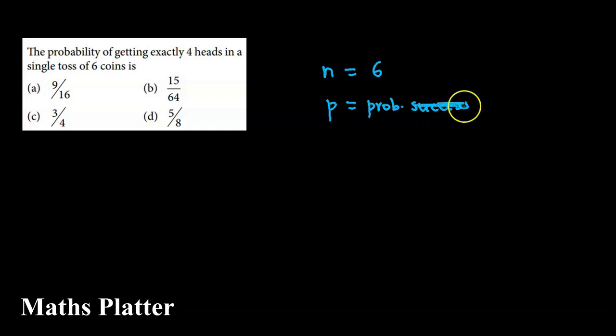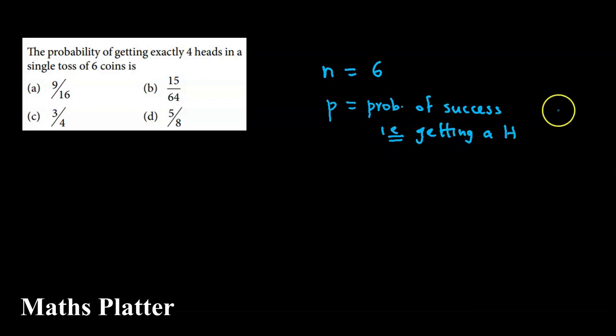This is probability of success, that is getting a head, getting a heads in a single toss. Now we know that single toss में head आने के chances होते हैं half. तो Q, that is probability of failure, will be 1 minus P. So that's 1 minus half, that is also equal to half.